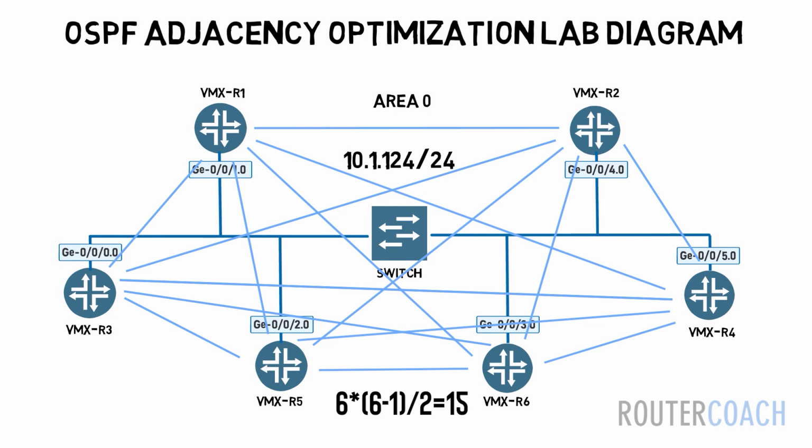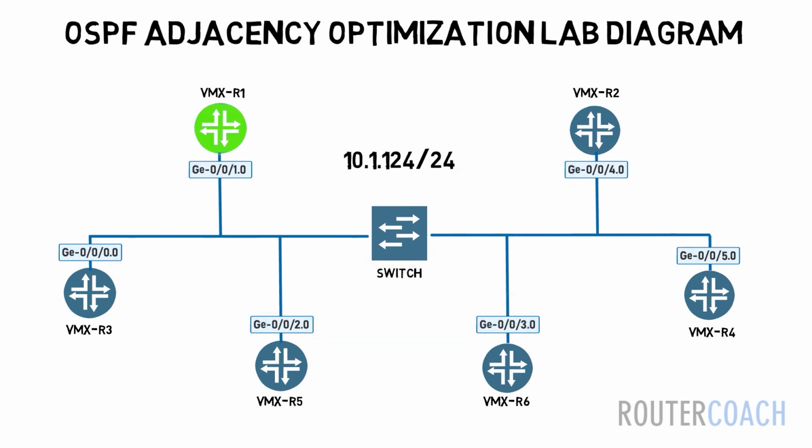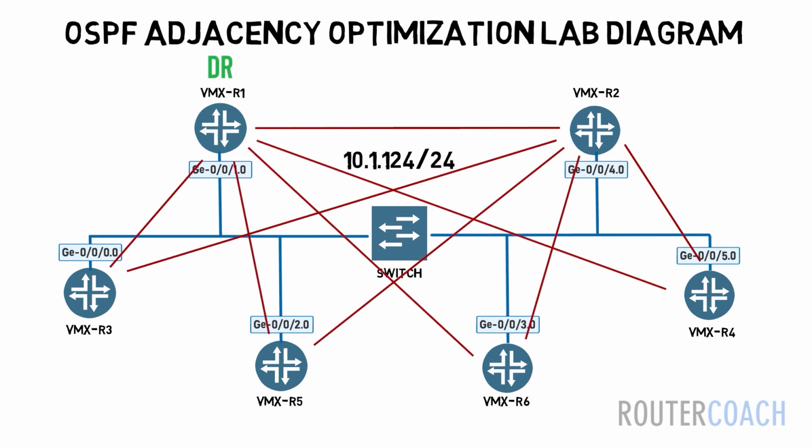To avoid this issue, OSPF assigns a designated router, DR, to form an adjacency with all other routers on the link and to advertise the link state information to the area. A backup designated router, a BDR, is also elected in case the DR fails and forms an adjacency with all other routers on the link, but doesn't advertise the learned link state information.